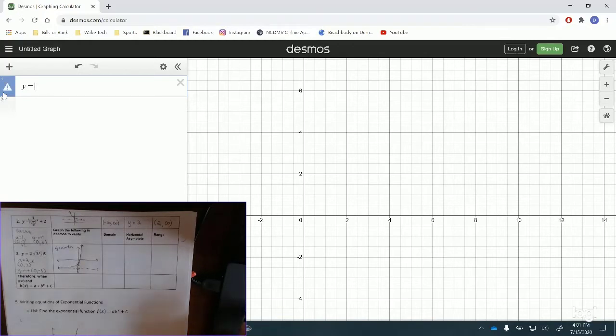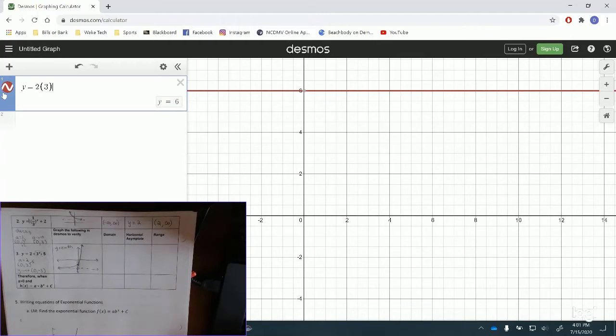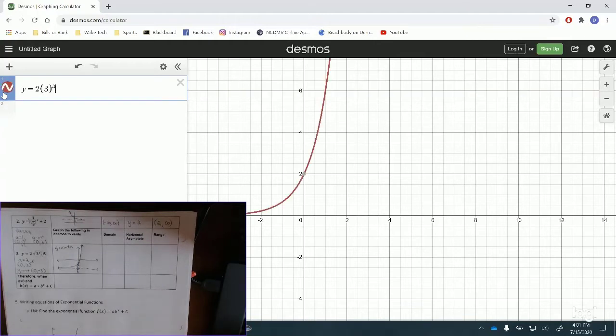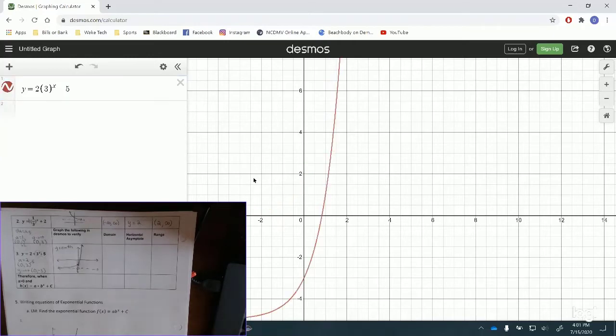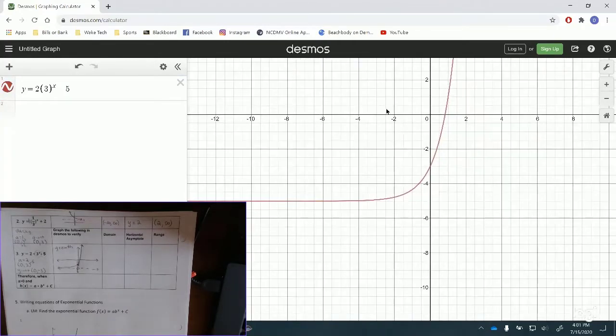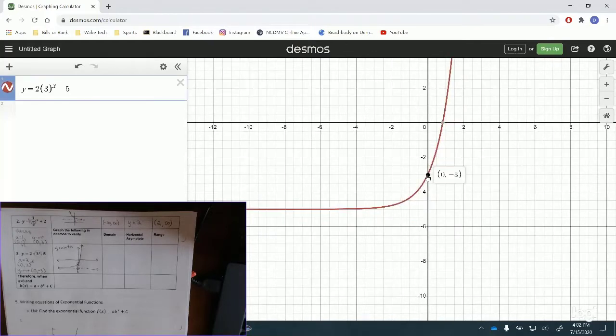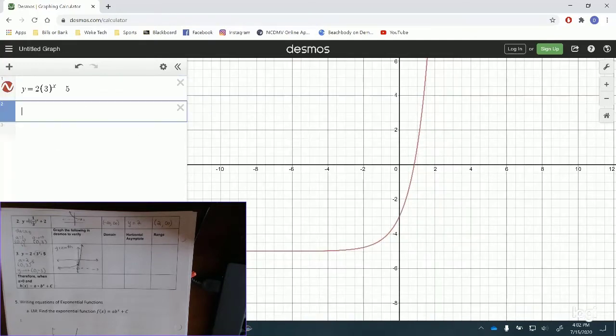So we have 2. We can put parentheses like that if you want, or you can put the actual times to the x power minus 5. We can see that we do have a y-intercept of negative 3, and we do have a horizontal asymptote of y equals negative 5. And if I just compare this function without the 2, you'll see that the red one got stretched. You can see that now. So that 2 stretched it.